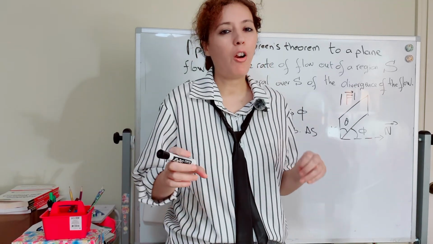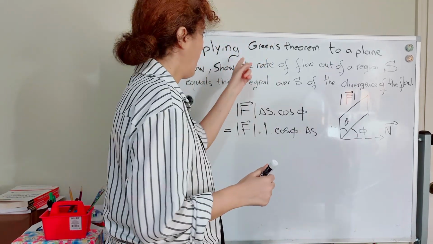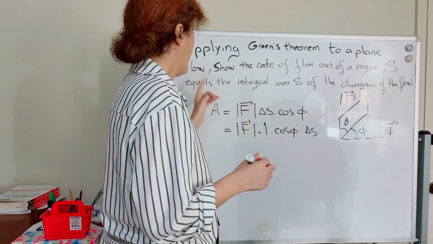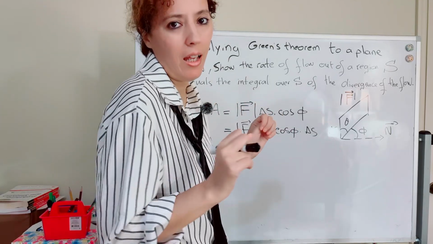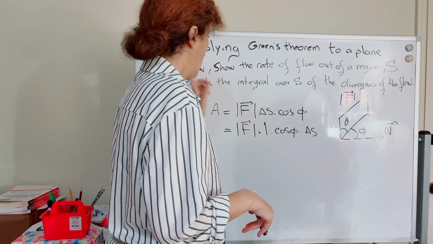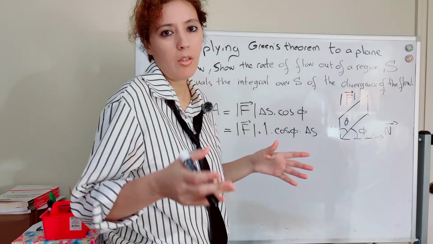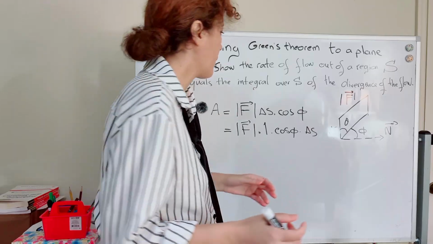Hi, this is part 3 of solving the problem to apply Green's theorem to a plane flow, and we want to show that the rate of flow out of the region S is equal to the integral over S of the divergence of the flow.